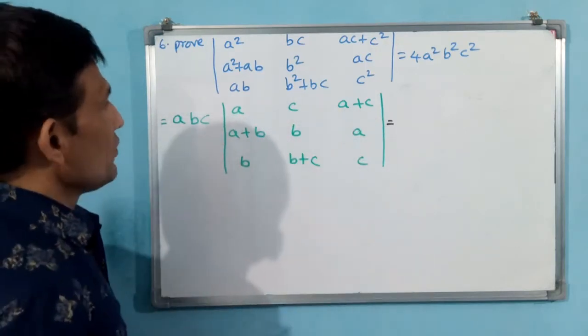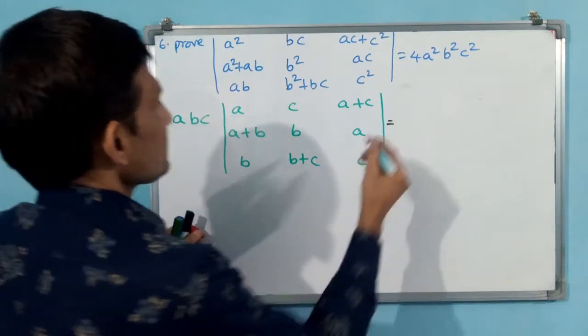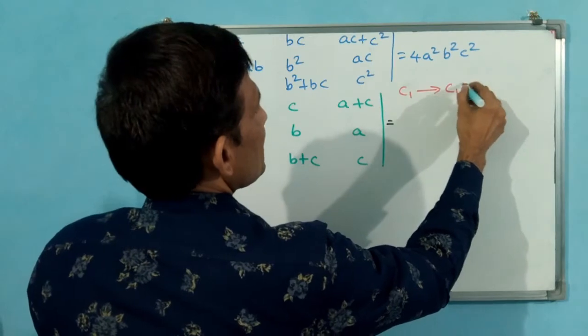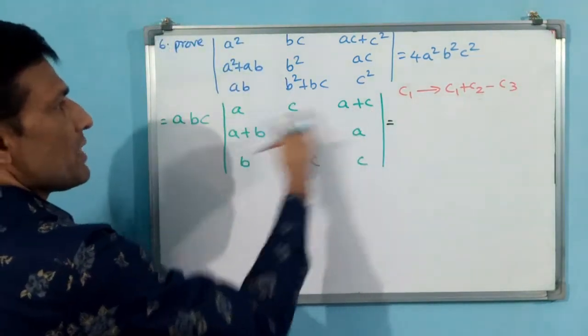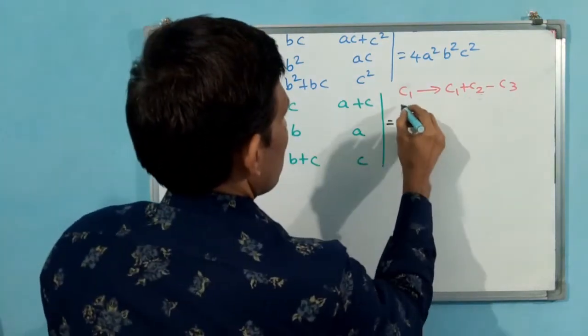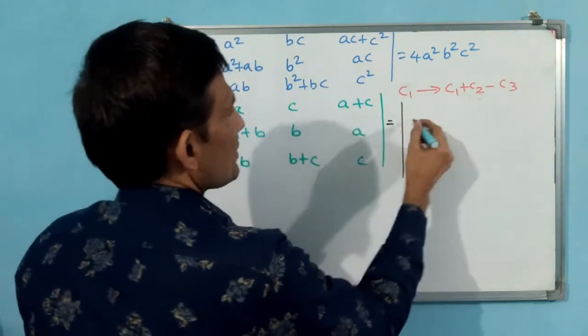The same operation we do here. What I am writing, you observe carefully. C1 is changing: C1 plus C2 minus C3. Here only we will do it. In C1 we are changing: a plus c minus a plus c, that is 0.